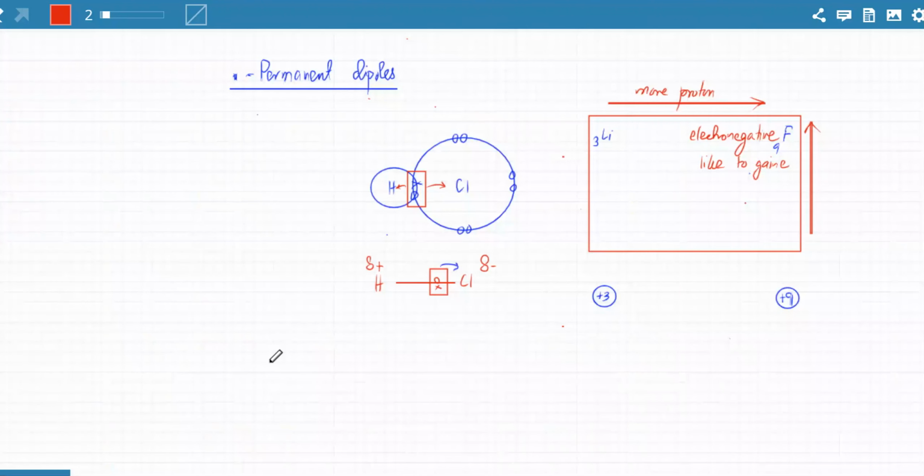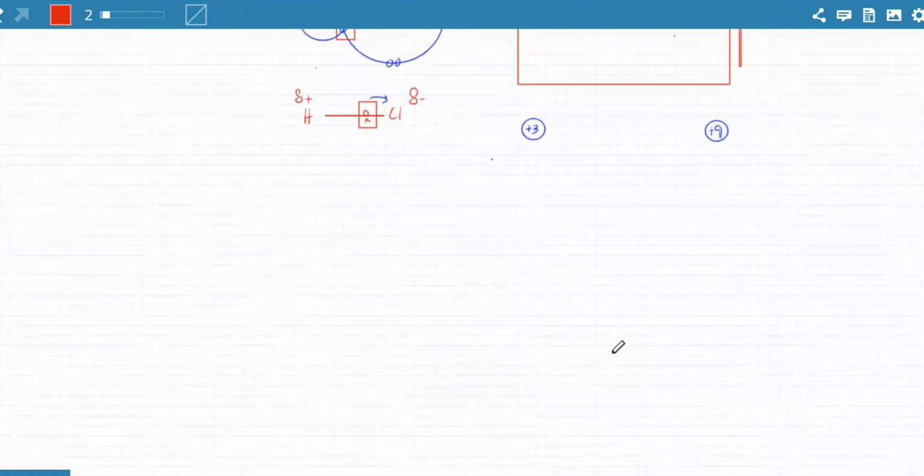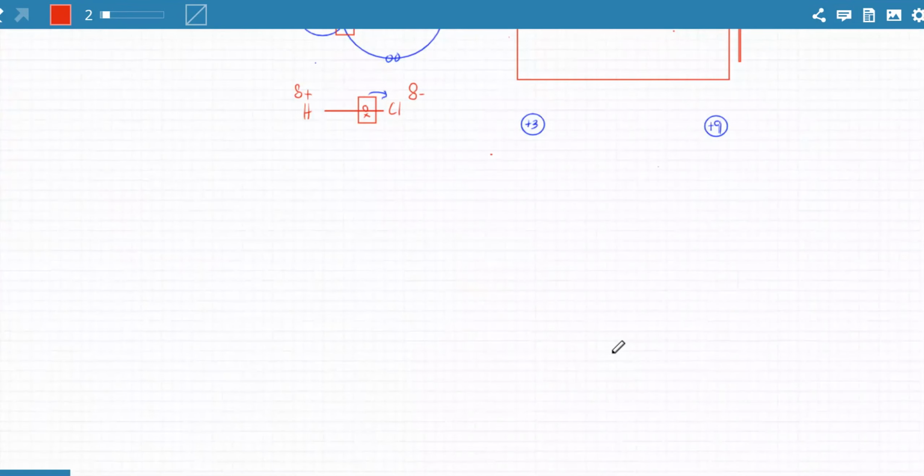So what happens is that the electrons are closer to Cl, and the end result is that it's going to be a pole. This is called a permanent dipole, right? Is this clear? Yes, sir. So that's your permanent dipole.